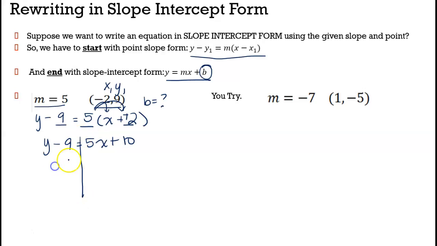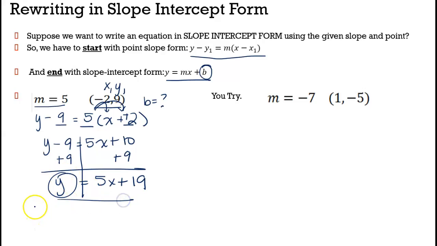We're almost done. Y just needs to be isolated, so we're going to do the opposite by adding 9 to each side. So we get y equals 5x plus 19. Y is alone, and now we're in slope-intercept form, not point-slope form. Pause the video and try this one on your own now.